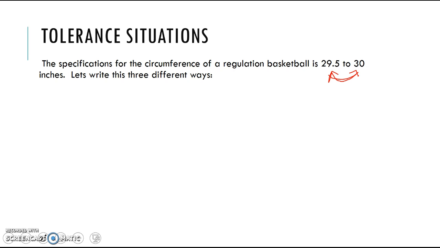So we're going to write this tolerance 3 different ways, and the first one is simply with a compound inequality. A compound inequality would look something like this. The circumference of the basketball, I'm going to call that n. Well, that has to be less than or equal to 30 inches, but it would also have to be greater than or equal to 29.5 inches. And so that's writing it with a compound inequality.